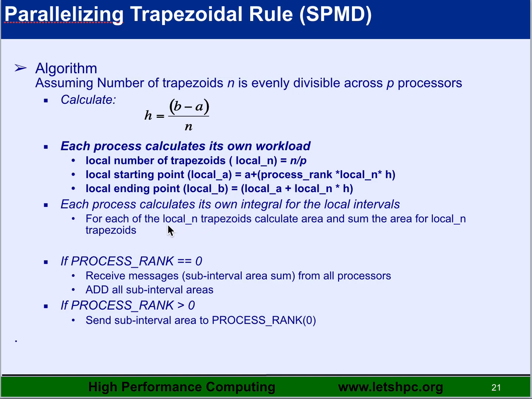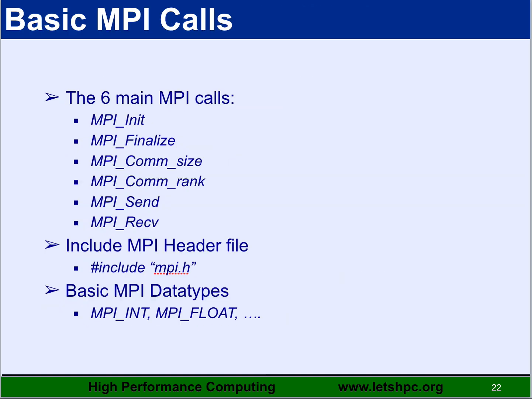Now each process calculates its own integral for the local intervals. Once this is done, let's assume that the rank zero process receives the message from all processors and then adds the sub interval areas to get the final area. If the process rank is greater than 0, it just sends the sub interval area to the rank 0 process. This is what we are supposed to code using those 6 MPI calls.